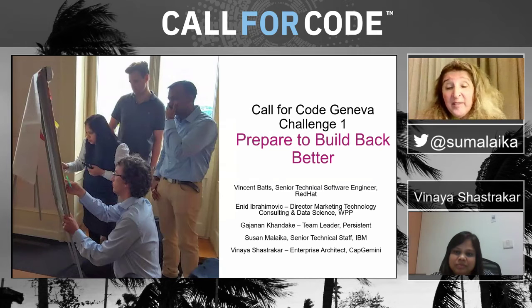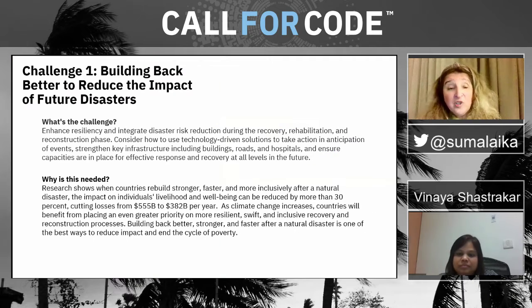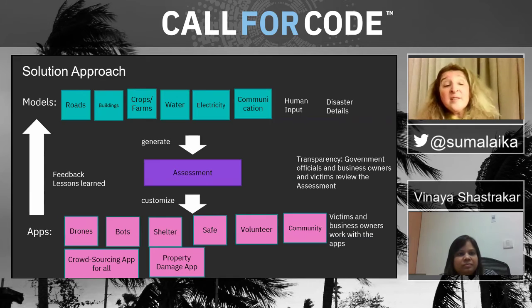Our team was made up of Vincent from Red Hat, Enid from WPP, Gajanan from Persistent, myself from IBM, and Vinaya from Capgemini. So the challenge is to enhance the resiliency and integrate disaster risk reduction during recovery, to actually make things better than they were before. And it's been shown that this really Building Back Better makes a huge difference after a natural disaster. So this is the solution approach we came up with, and it's an artificial intelligence continuous learning with a feedback loop. So I'm going to hand over to Vinaya now to tell us a little bit more about our solution approach.